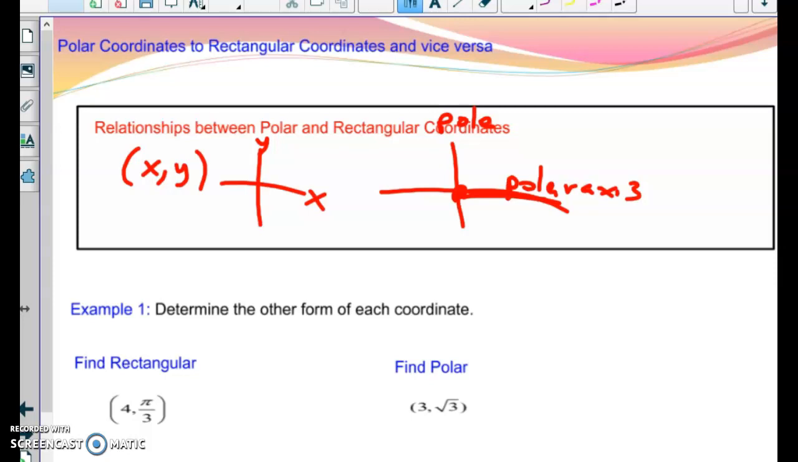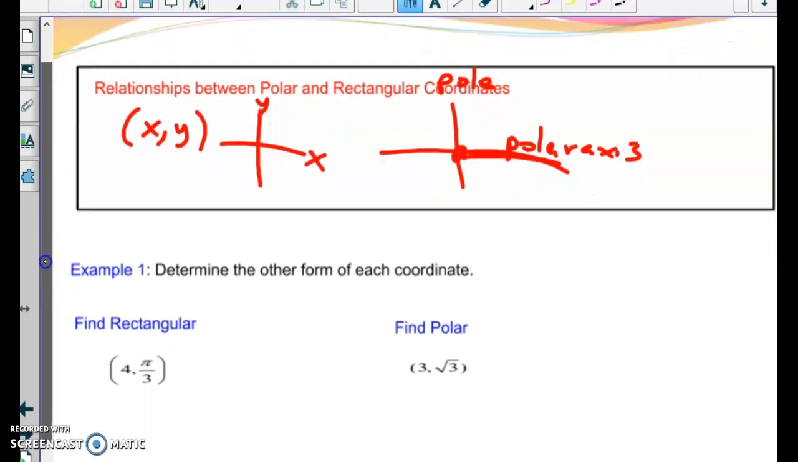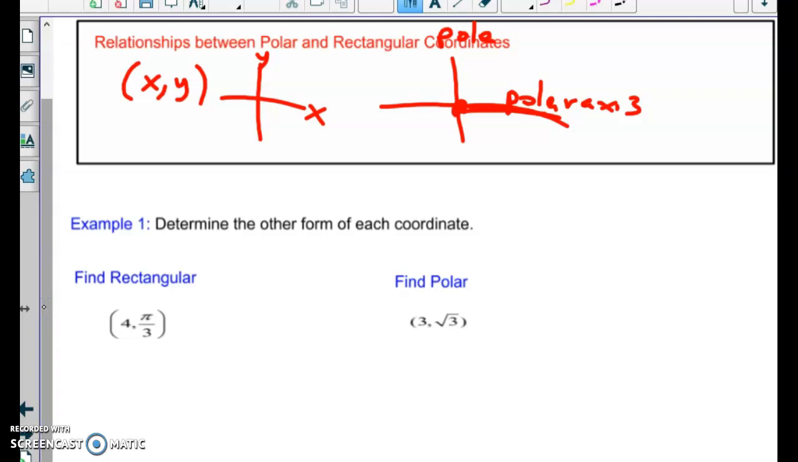Polar axis, we used to call the x-axis. All right. And we can convert between them pretty readily. So let's take a look at this. We have the point, we have the angle.